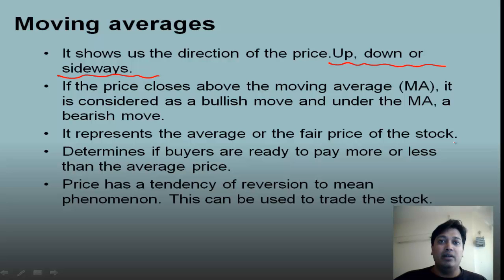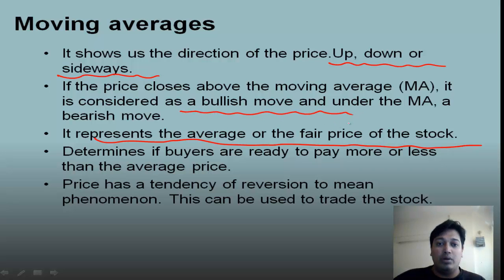Now let us understand the word moving average. It is the average price. It represents the average or the fair price of the stock over a period of time, which means if the current price of the stock is above the moving average, then it is going to be considered bullish because people are ready to pay more for the stock. And if it is below the moving average, which means people are not ready to pay as much as the average of the price, and hence it is called a bearish move. It simply determines whether the buyers are ready to pay more or less than the average price.